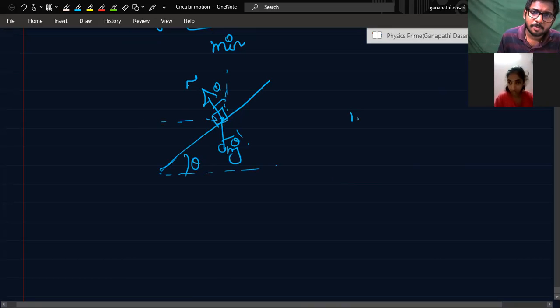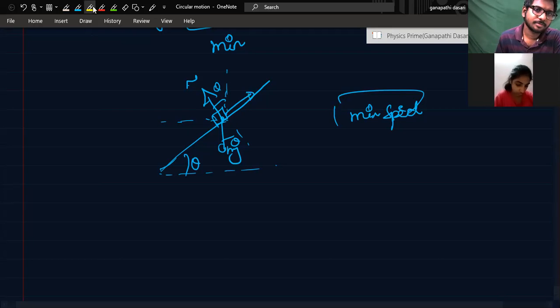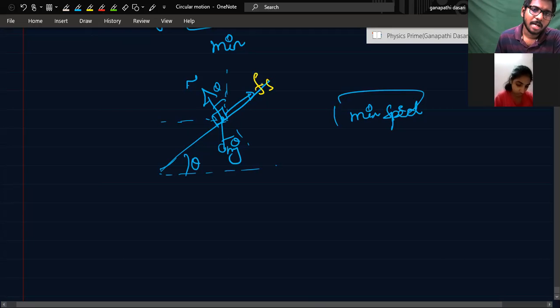Now for a minimum speed, I'm taking the first case. Minimum speed means what happens? The car will slide in the downward direction. So to stop it, the limiting value should be acting in the upward direction, right? So friction will be in the upward direction. For minimum speed, I'm taking the friction maximum here, supporting my friction.